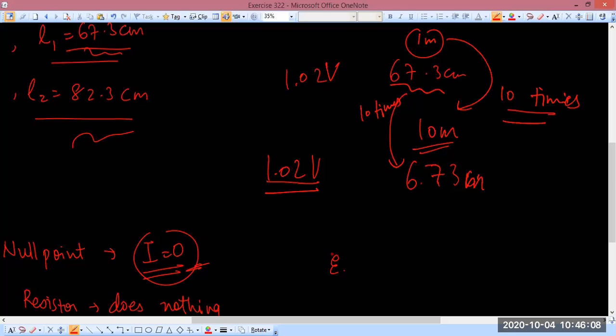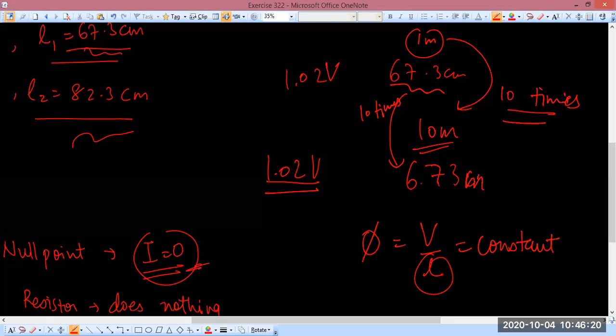voltage. The reason is this: phi is V by L, and this is a constant. Did you get it? So if you increase the length, if you take a longer wire, what would happen is phi will decrease.